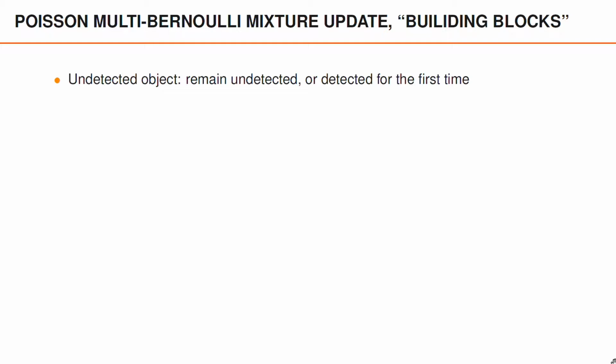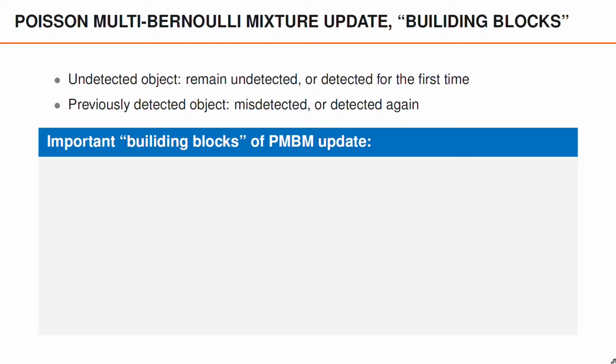So in the PMBM model, we have undetected objects and detected objects. And any object that previously has never been detected will either remain undetected or will be detected for the first time. So for the previously detected objects, they are either misdetected in this time step or detected again. And this gives us 5 so-called building blocks of the Poisson Multi-Bernoulli Mixture update.